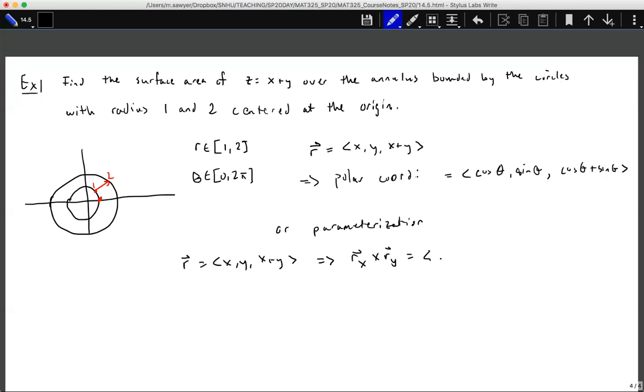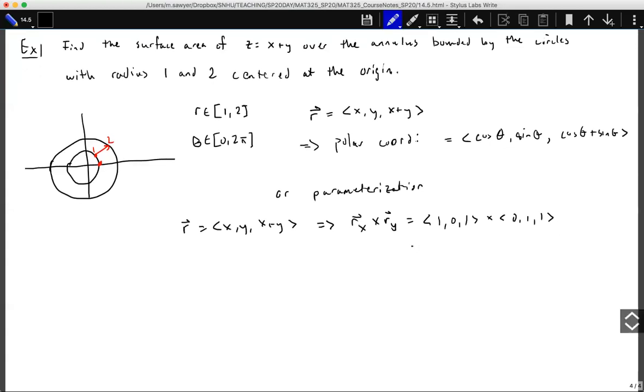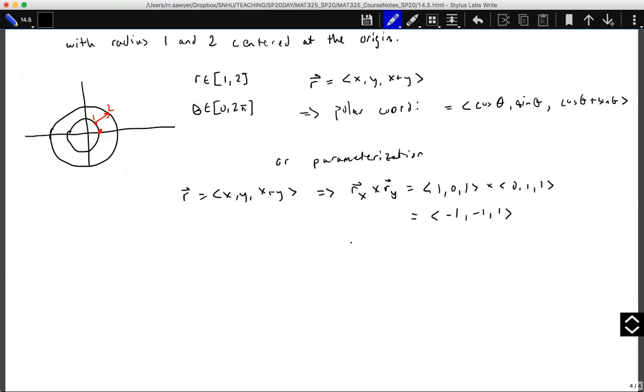We get that r_x cross r_y is equal to the vector (1, 0, 1) cross the vector (0, 1, 1), which gives us the vector (-1, -1, 1). So the magnitude of this vector, the magnitude of r_x cross r_y, is equal to square root of 3.